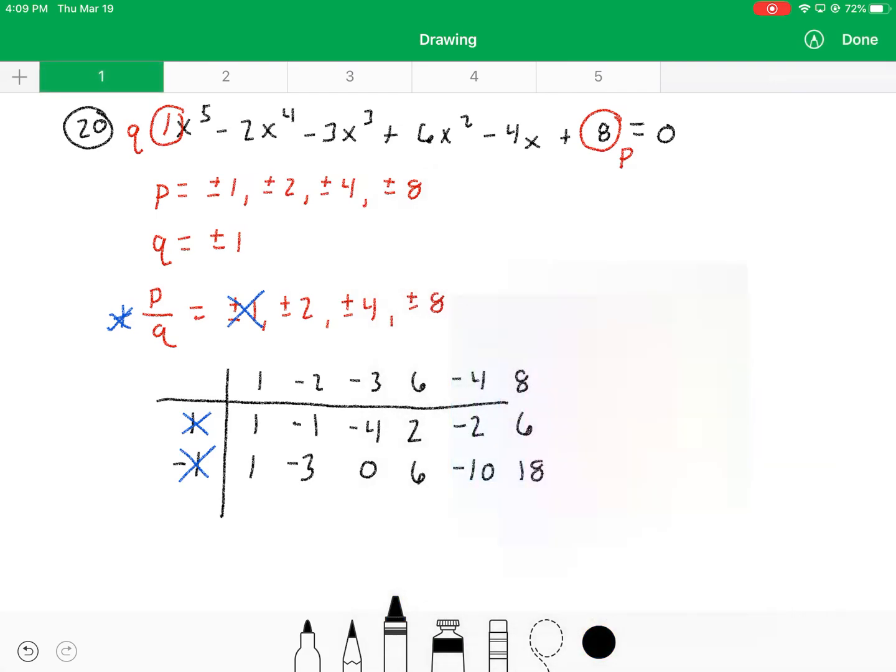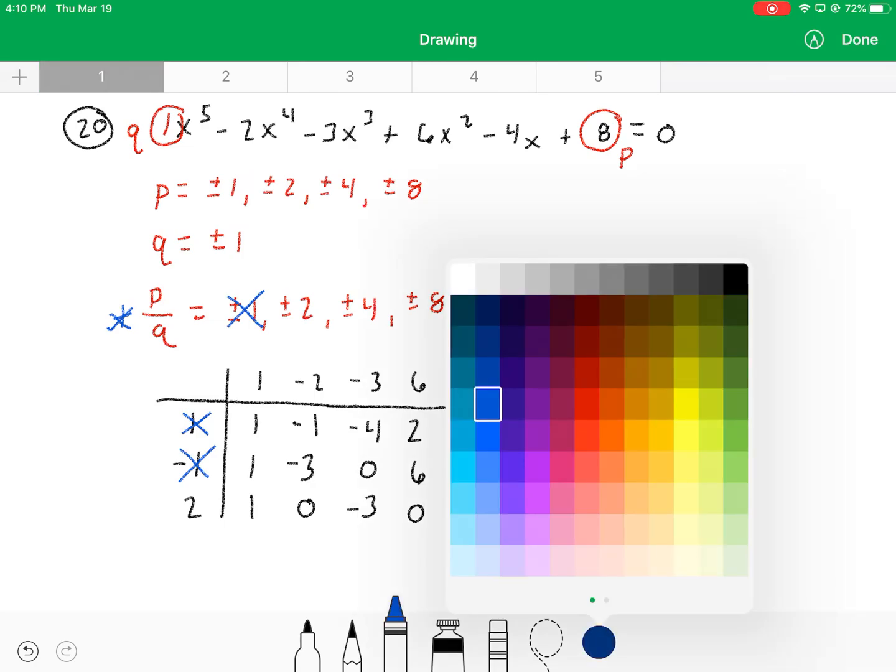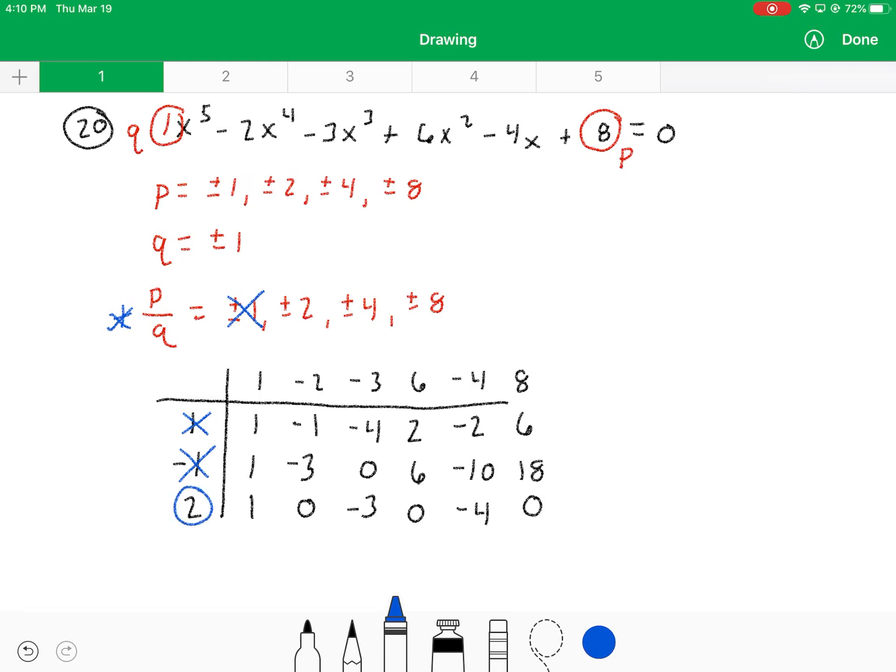Now I'll try positive 2 next. Bring that 1 down. 1 times 2 is 2. Add it with negative 2, you get 0. 0 times 2 is 0. Add it with negative 3. Negative 3 times 2. Add that with 6, you get another 0. And then 0 times 2, add that with negative 4, you get negative 4. Negative 4 times 2, if you add that with 8, bingo, you get a 0. All right, so there's our first 0 or solution to this equation.